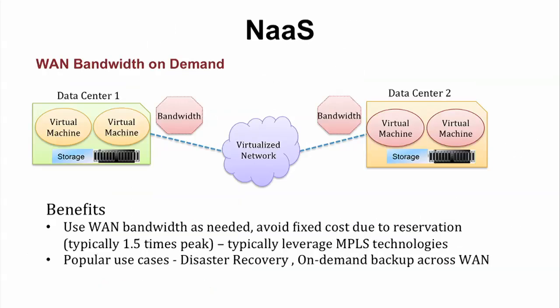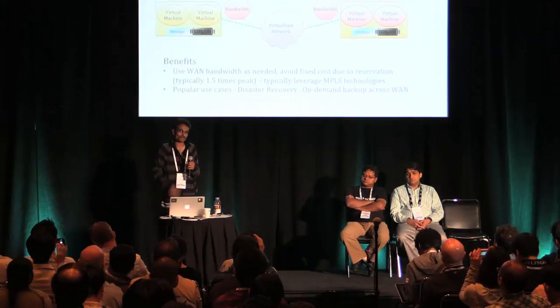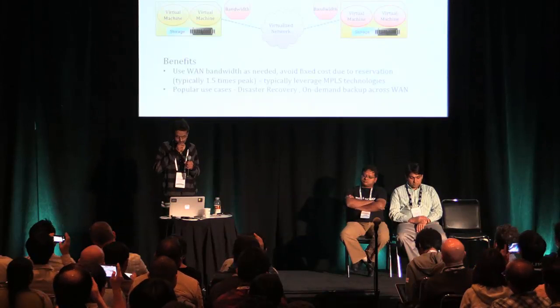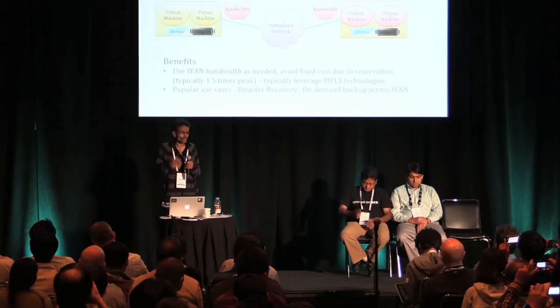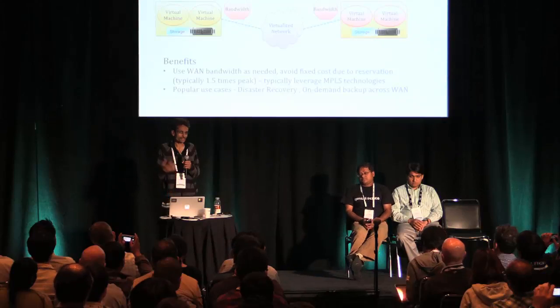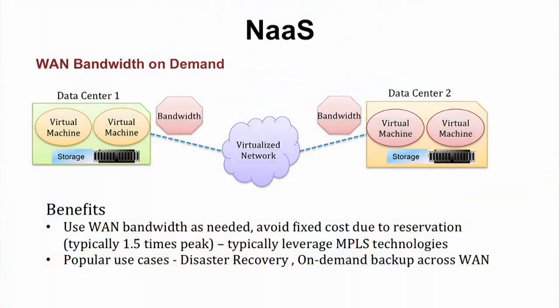With that, I wanted to quickly get into what NaaS is. Some of you may already be familiar with this. Network as a service has one common use case: bandwidth on demand across the WAN. If you have workloads like disaster recovery or on-demand backup, instead of dedicating bandwidth across the WAN, the idea is to dynamically allocate bandwidth when it's really needed and then release it later. The big advantage is that since WAN bandwidth is precious, you can achieve substantial bandwidth savings, especially for elastic jobs like backup or DR. That's the primary benefit. And typically MPLS is used for doing bandwidth on demand.